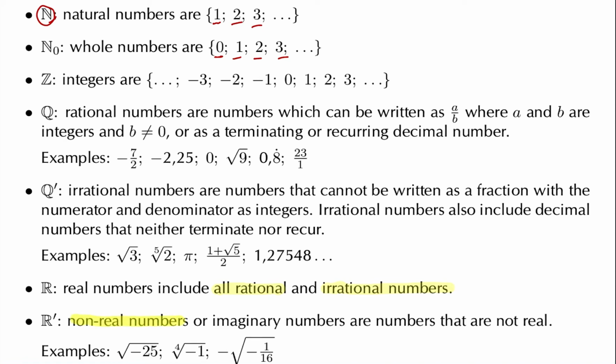When it comes to non-real numbers, or rather imaginary numbers, you have numbers like the square root of negative 25, the fourth root of negative 1, or the negative root of negative 1 over 16. Those are all non-real numbers because you have a negative number inside the root.